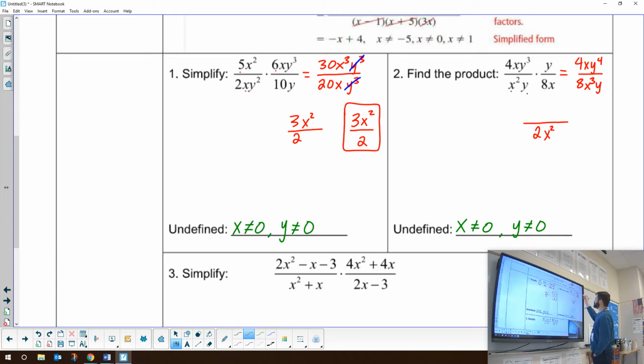Then y to the 4th divided by y. Remember, there's an invisible 1 right there. That's y to the 1. So we can simplify there. Y to the 4th divided by y to the 1 is going to be y cubed. And then that is our answer.